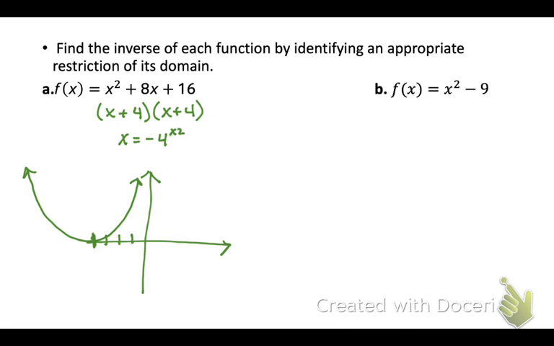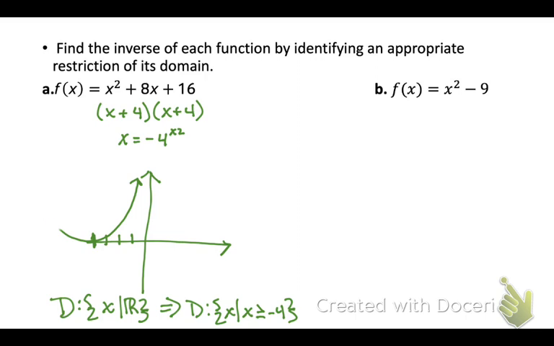Okay, so we're going to restrict the domain. It started off as x such that x was all real numbers, right? And that's not going to work for us. So what'd you guys say, bigger there or less than? Bigger. So we want x such that x is greater than or equal to negative 4. So that means we're going to get rid of all of that. Is that 1 to 1 now?